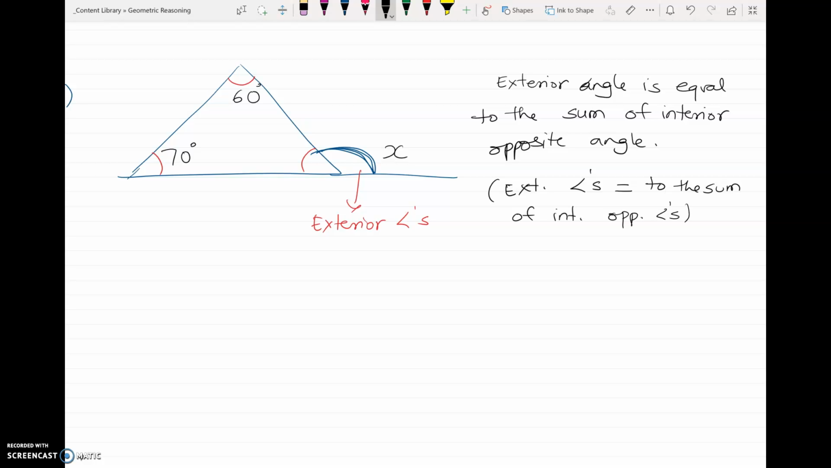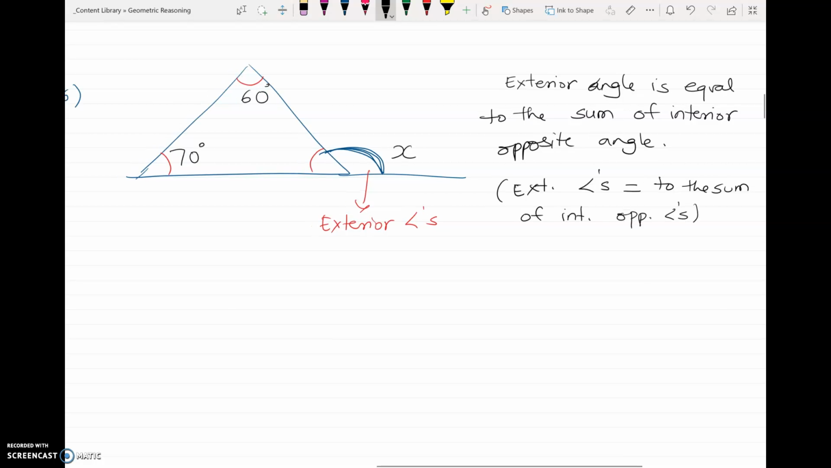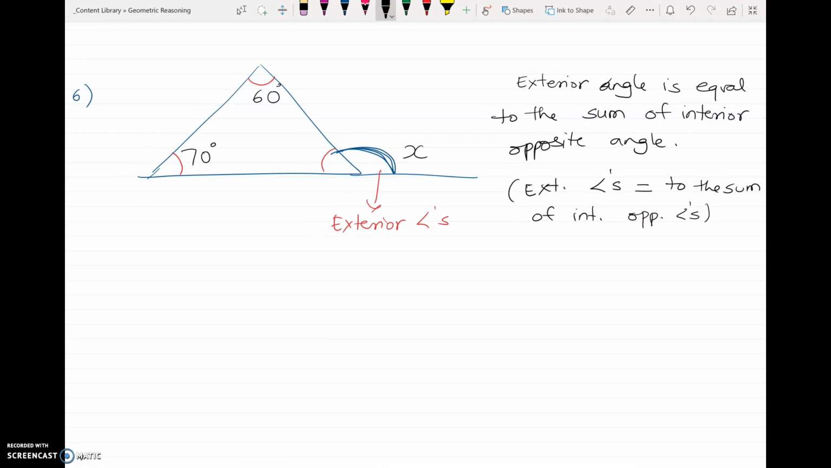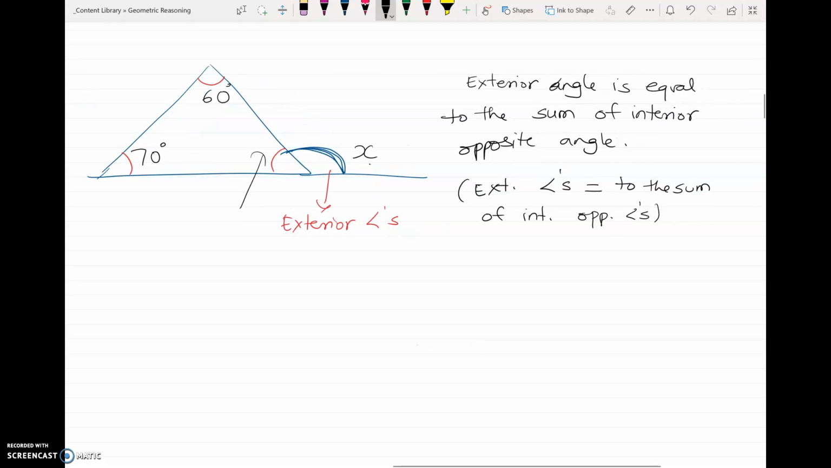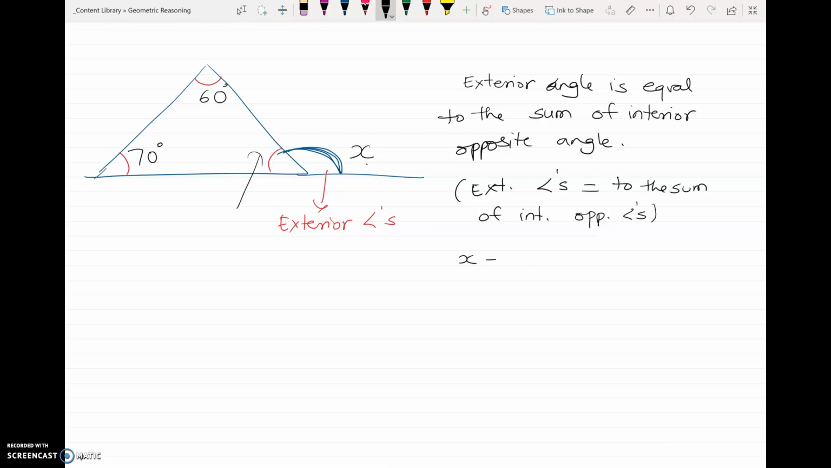So this is the short form. Most probably you might not need to use it, because you can use angles on a straight line rule to find this missing angle. You can find it using angles in a triangle, and then you can use angles on a straight line to find x, but that will take 2 steps. But if you want to solve this in 1 straight step, you can just go x equals 60 plus 70 using our exterior angle rule, which means x should be 130 degrees.